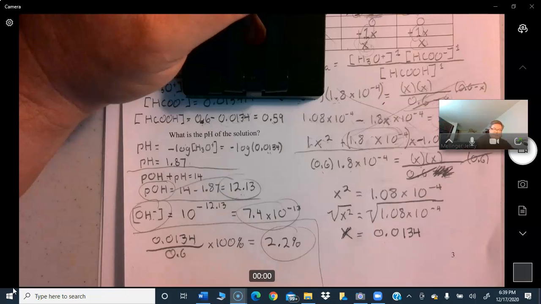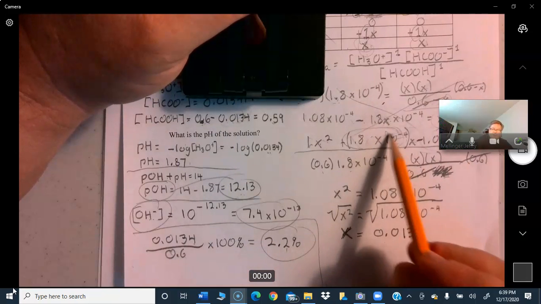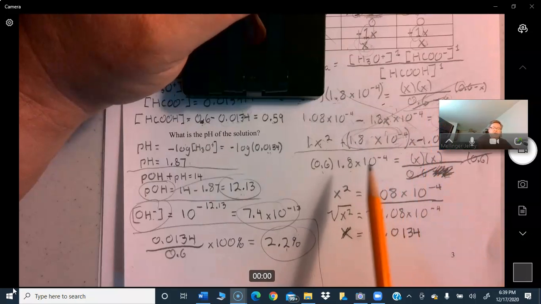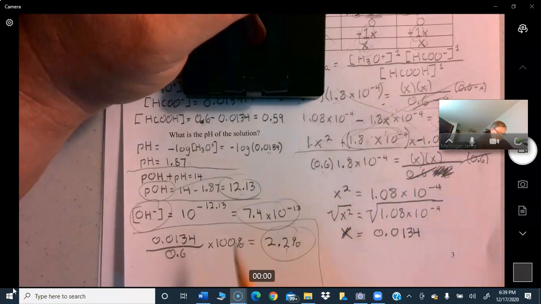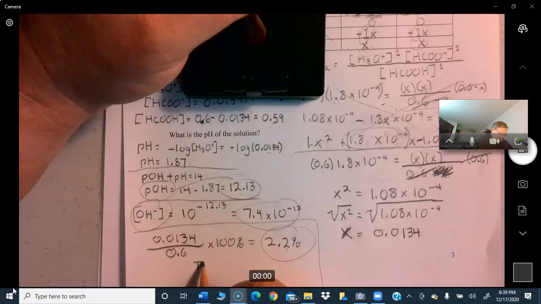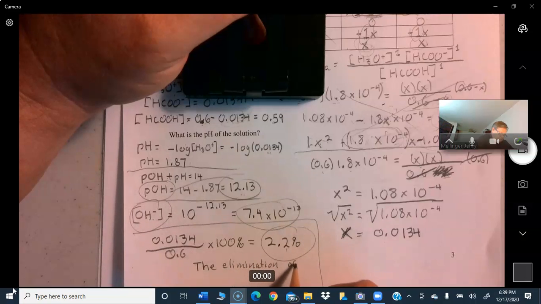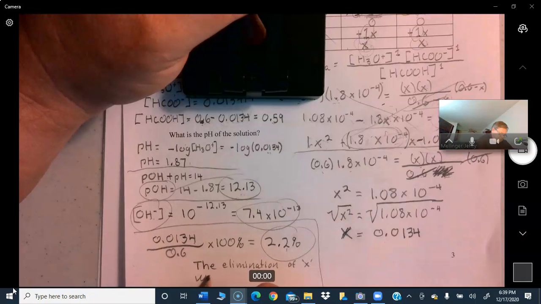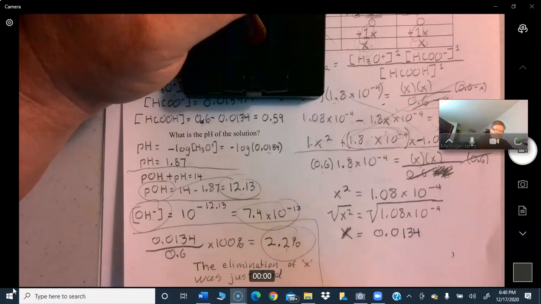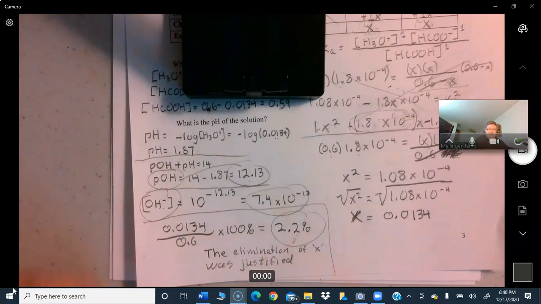Okay, and they came up with if it's less than 5%, you can do that. If it wasn't less than 5%, that's all I will want you to write. I don't want you to go back and redo the problem with the quadratic formula. That's what you should do, but all I want you to do is explain. Okay, so I'll just give a quick explanation, okay? You can use other wording. The elimination of the value of the X was justified. Okay, and that's it. That's really what you're saying by that.